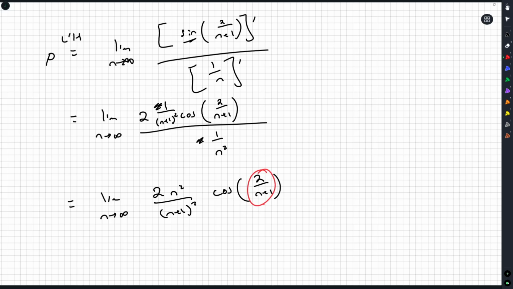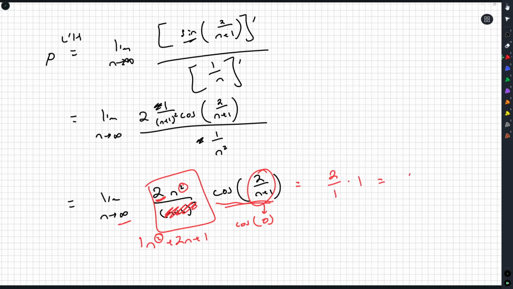So 2 over n plus 1, as n gets really big, is going to go to 0. So this expression goes to cosine of 0, which is 1. And then we have something rational, a polynomial over a polynomial. This n plus 1 squared, we could expand it out as n squared plus 2n plus 1. And since the degree on top and the degree on bottom are the same, the limit of this rational bit is the ratio of the leading coefficients, 2 over 1. So this limit is going to be 2 over 1 times the limit of this cosine bit, which is 1. So we get 2.